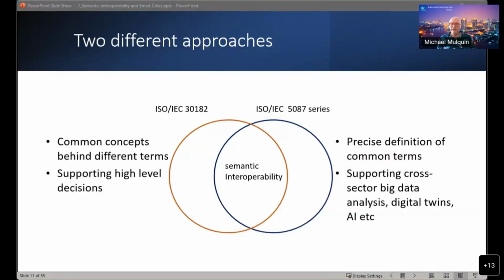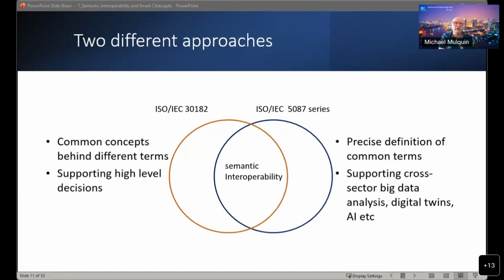So I'm just going to cover two different approaches here. ISO-IEC 30182 and the ISO-IEC 5087 series of standards that's in the process of being developed. Both of them obviously are really focusing around semantic interoperability.